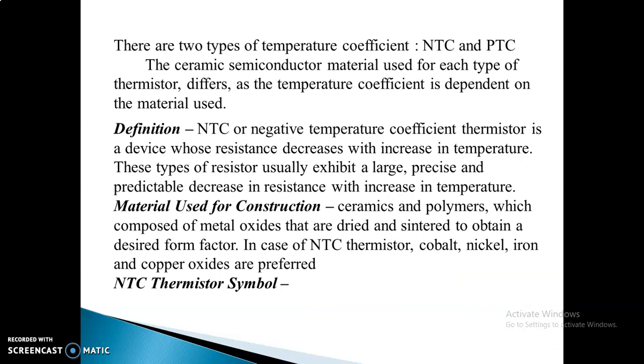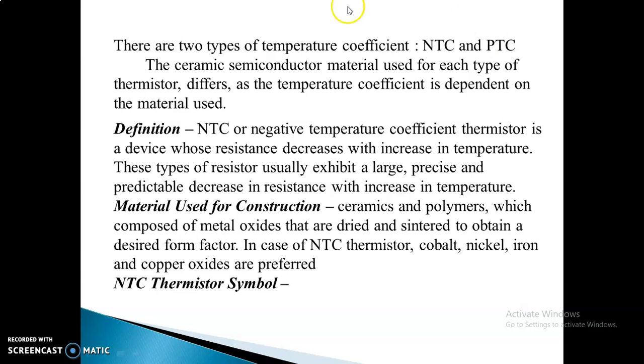Generally, based on the temperature coefficient, whether it is increasing or decreasing with the temperature effect, thermistors consist of two different types. One is NTC, and the other is called PTC. NTC is nothing but negative temperature coefficient. PTC is positive temperature coefficient. Based on the different types of material we use, it is categorized as either NTC or PTC.